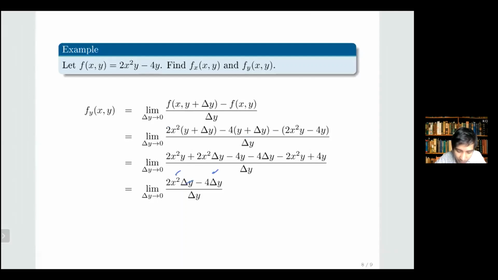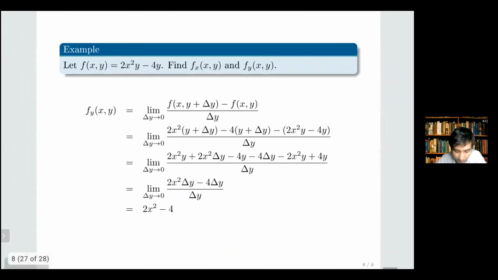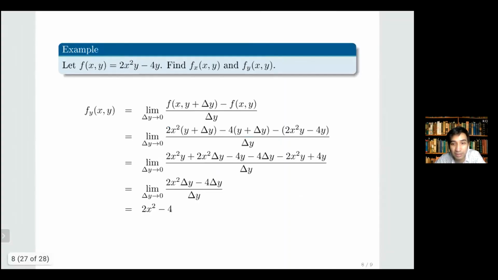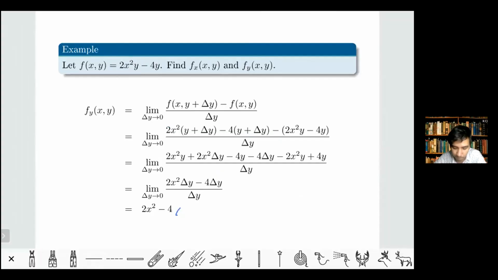And then of course, pwede mo i-cancel yung mga delta y's dyan. And if you do that, ang makukuha mo is just 2x squared minus 4. Magiging constant na lang siya with respect to delta y. So the limit is itself. So this one is the partial derivative of f with respect to y. Okay.